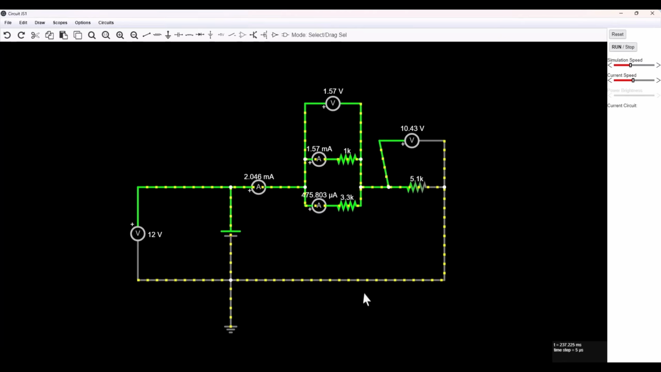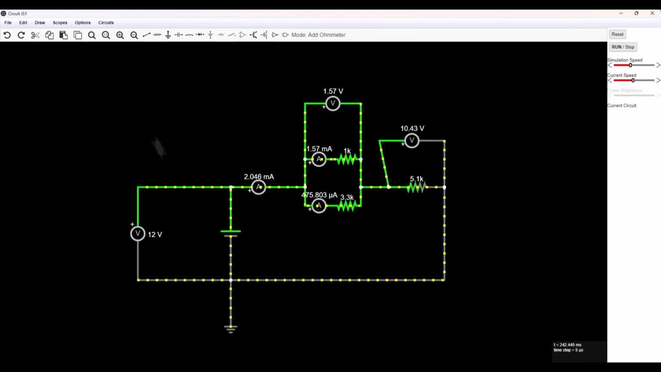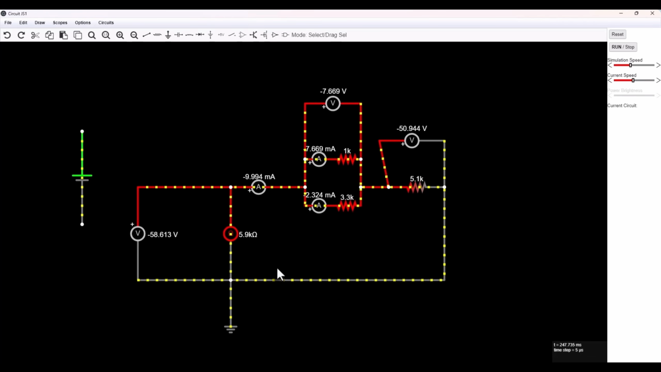Okay, cool. So let's find everything we need. The very first thing we need is the total resistance. Using the ohm meter from the draw and outputs, it's going to be like this. Get rid of that. Connect the ohm meter like this. So we do have 5.9K as my total resistance.